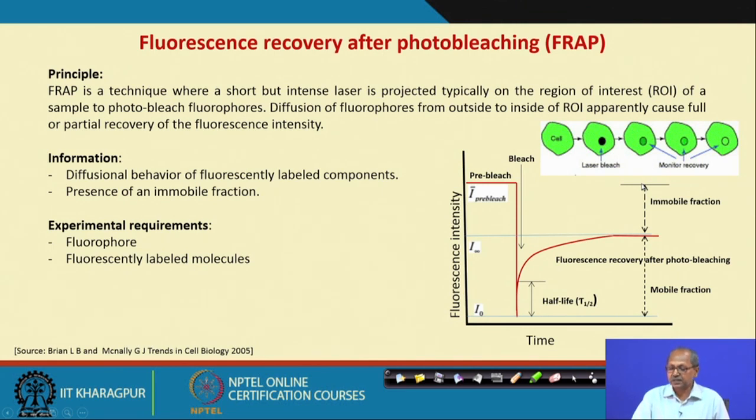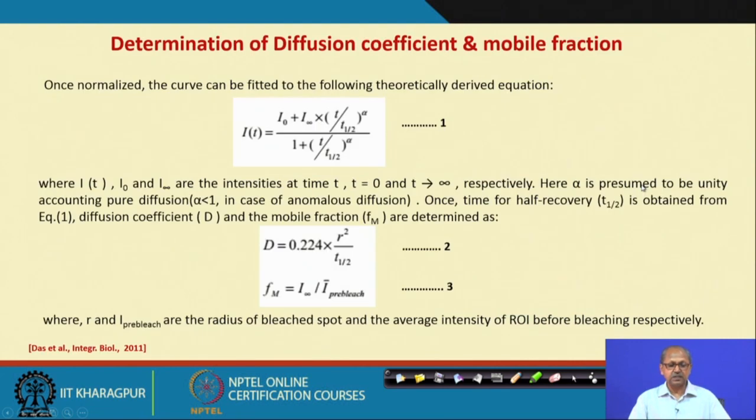How can we calculate the mobile fraction? We can use this equation: I(t), the fluorescent intensity in the ROI at any time t, equals I 0 plus I infinity times (t/t half)^alpha, divided by 1 plus (t/t half)^alpha.